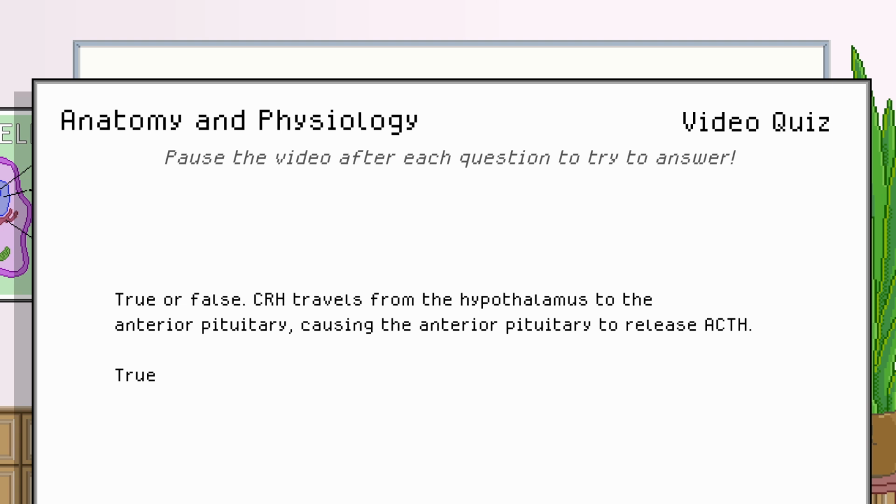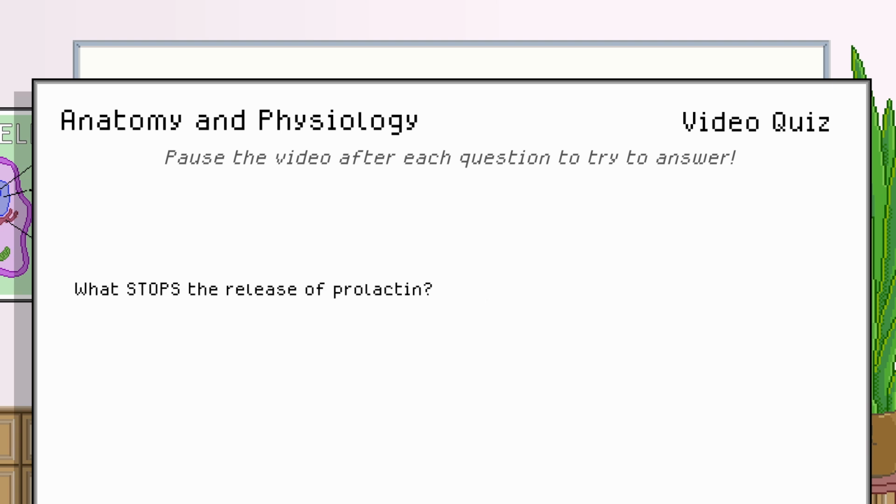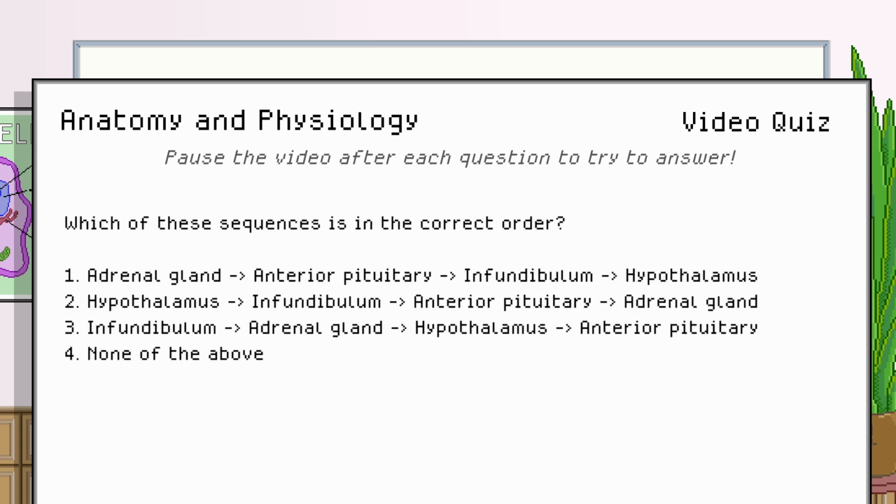The way I remember it is adrenocorticotropic is a longer word than corticotropin, so I know it has to travel a longer distance to reach the destination of the adrenal glands. What stops the release of prolactin? Prolactin inhibiting factor. Which of these sequences is in the correct order?